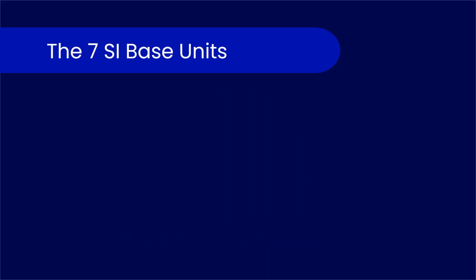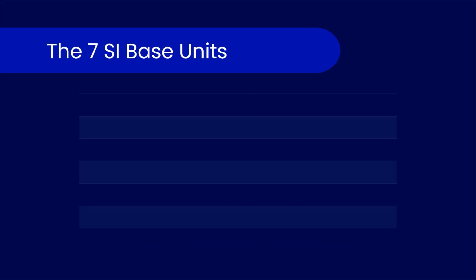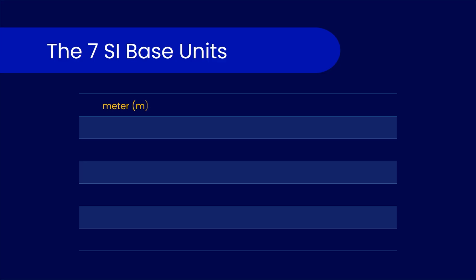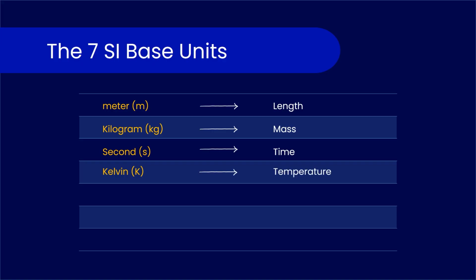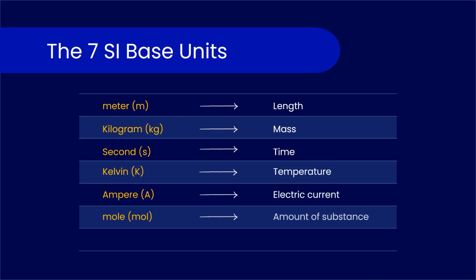The SI system contains 7 base units. For example, meter is used for length, kilogram for mass, second for time, Kelvin for temperature, ampere for electric current, mole for amount of substance, and candela for luminous intensity. These base units form the foundation of all other units.